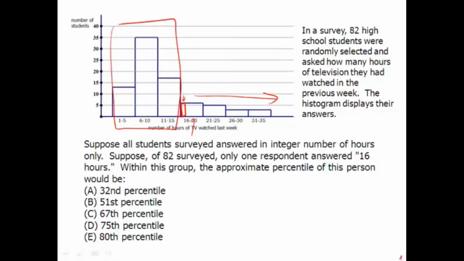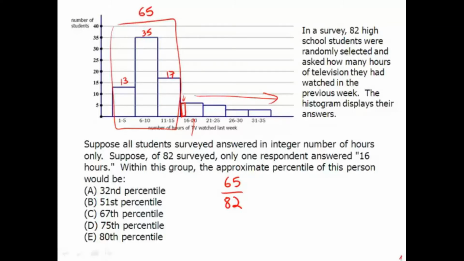So how many people are in the first three columns? Well, there's 13 in this, 35 in this, 17 in this. If we add those up, that is 65. So this person here is bigger than 65 people. So 65 out of 82.